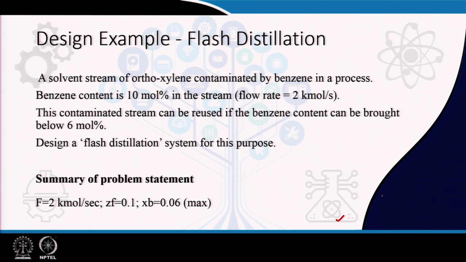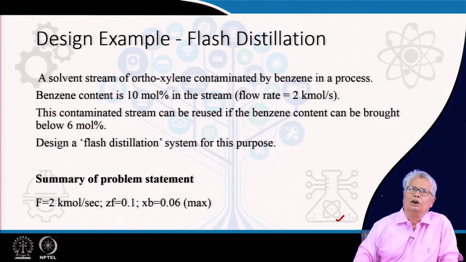The problem at hand is that of a contaminated stream of orthoxylene which is available from a plant, and it is contaminated by benzene. The content of benzene is 10 mole % in the stream, and the flow rate of the stream is roughly 2 kilomole per second. This contaminated stream can be used again if the benzene content can be brought below about 6 mole %. We are supposed to design a flash distillation system for this purpose.